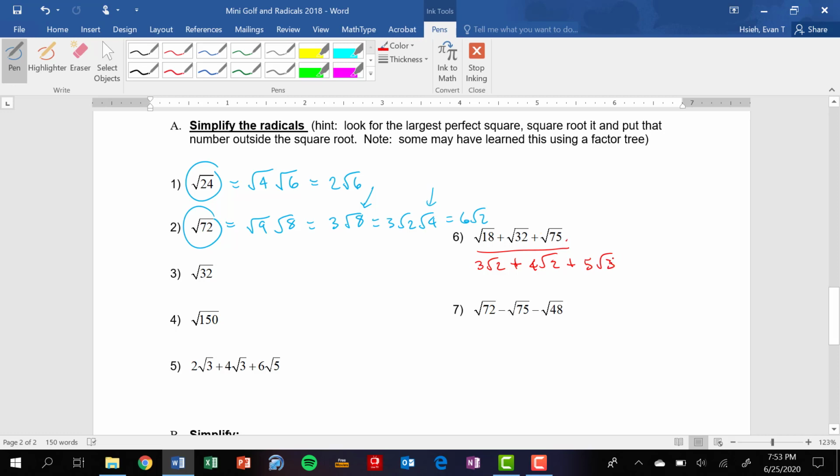Here's where you have to know something about radicals. Which one of these can I combine? It is going to be these two. Okay, think of it as like 3x plus 4x, and then this is 5y. So this ends up being 7 root 2 plus 5 root 3. So 3 root 2s plus 4 root 2s gives you 7 root 2s, and then you just add 5 root 3 to that.